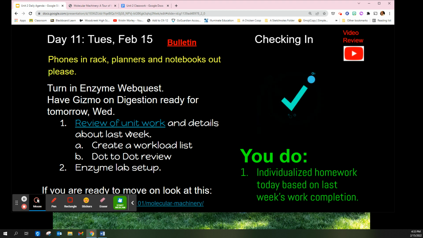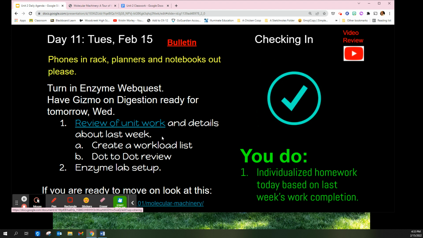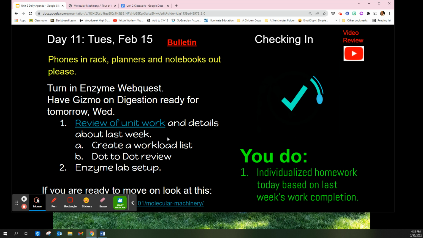When students were looking through the review, it became obvious to many students that they needed to complete either the enzyme web quest, or maybe it was the digestive systems gizmo, or any of these additional pieces that might have gotten left behind. So then that was what the homework was to be. If there wasn't anything left behind, then you do not have any additional homework tonight. Thanks and have a great evening.